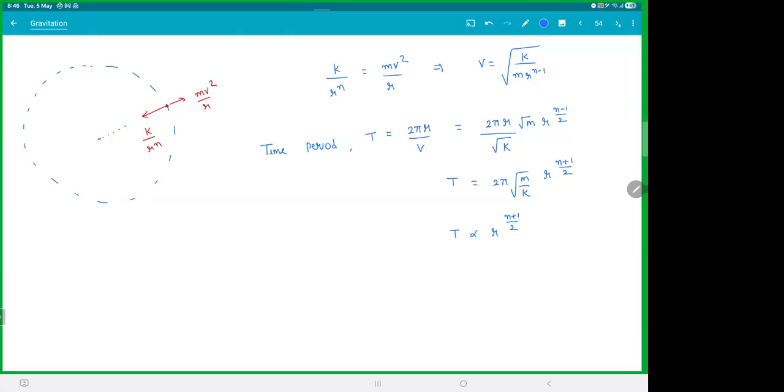Yeah, time period is fine. How do we get the energy? Remember, if something is going in orbit, it has two energies, the potential energy and the kinetic energy. How do you get them?